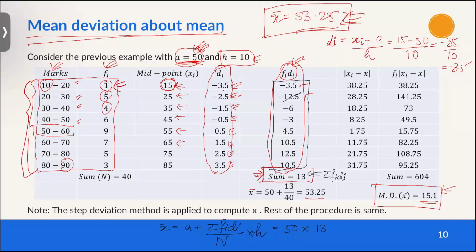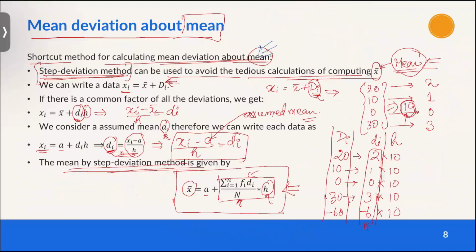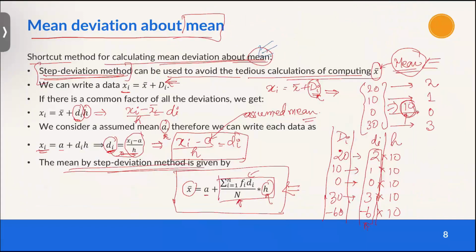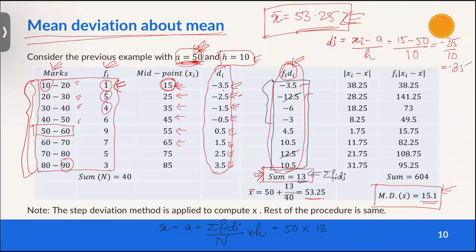So you see, you have some help. You can see this 12.5 minus 12.5 and plus 12.5 get cancelled out and so on. So in this step, you will have some negative values and this will help your calculation. You see, the sum is only 13. In the previous table, the sum went up to 2130. So this makes your calculations easy. The calculation of mean is becoming easy.